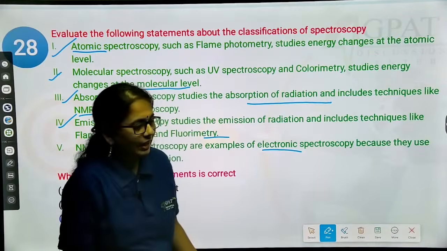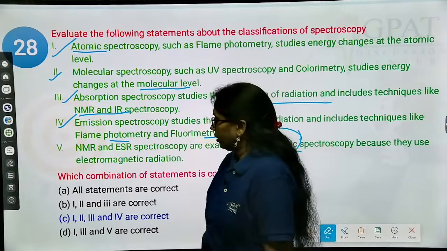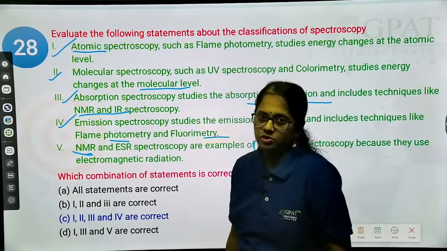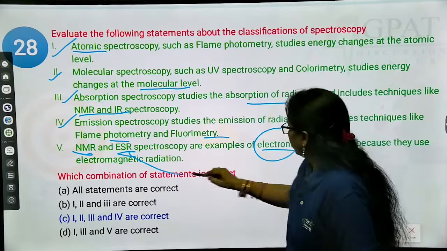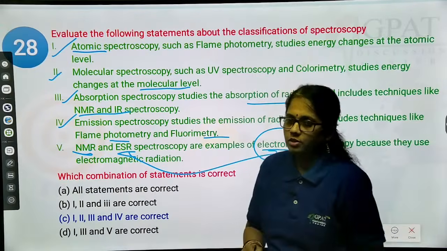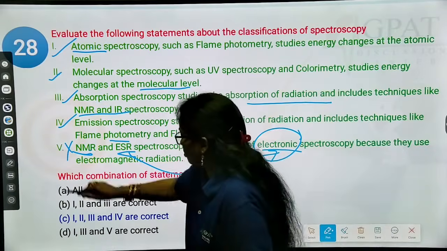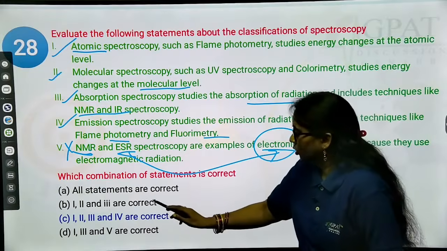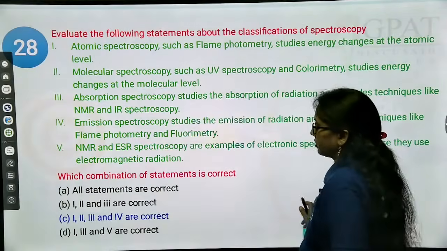No, these are not the electronic spectroscopies. NMR is nuclear magnetic resonance, and ESR is electron spin resonance. Here we are going to use the electrons, but not in the NMR. So in the NMR we are not bothered about the electrons. So option 5 is not the correct one. Only 1, 2, 3, 4, so option C is going to be the right answer.